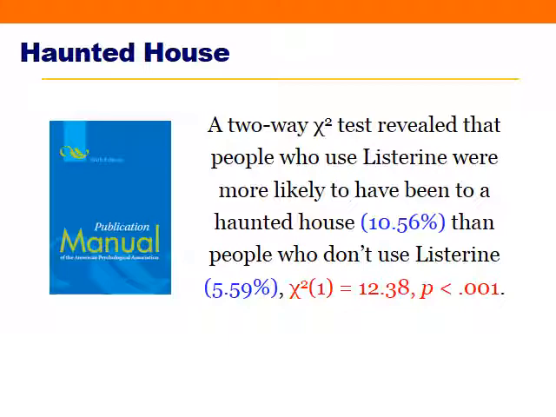A two-way chi-square test revealed that people who use Listerine were more likely to have been to a haunted house compared to people who don't use Listerine. And again, we get the row percentages from the previous slide, which are shown here in blue. We also get the results of our chi-square test with the chi-square statistic rounded to 2 decimal places, and our p-value written in this case as p is less than 0.001.